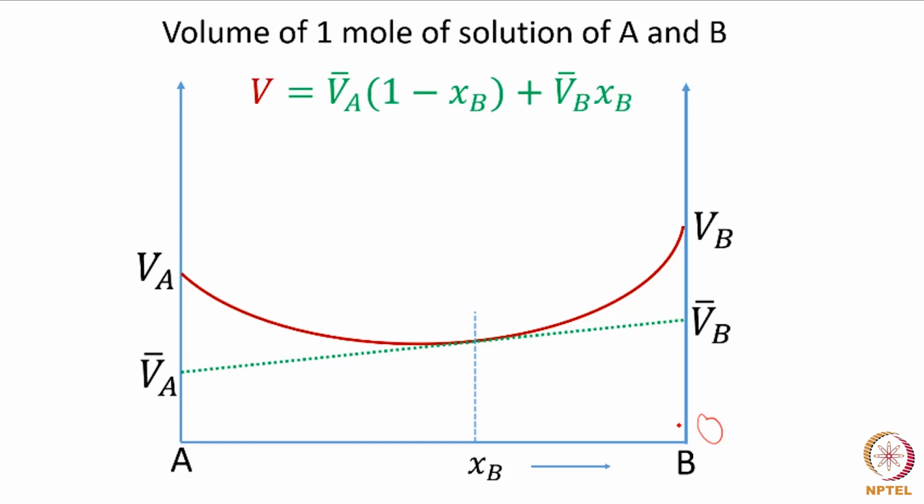So our definition is that the volume of the solution of A and B, which has a composition of B as XB and composition of A as XA, which is equal to 1 minus XB, because XA and XB sum to 1, is given by V bar A into 1 minus XB plus V bar B into XB.